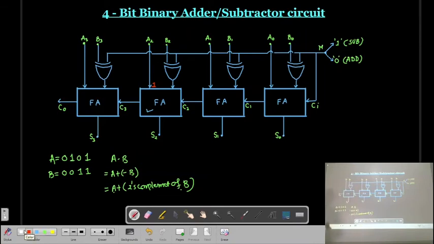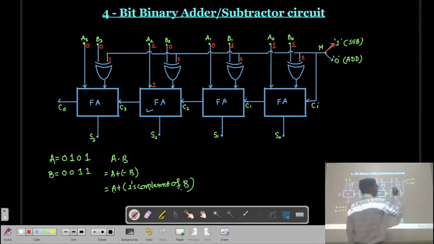First of all, what is my A? So we write this A as 0, 1, 0, 1. What is B? That is 0, 0, 1, 1. Correct? Now the control inverter. For the subtraction, the control inverter has to be connected to a high level. So this input for the XOR gate is going to be 1, 1, 1 and 1.